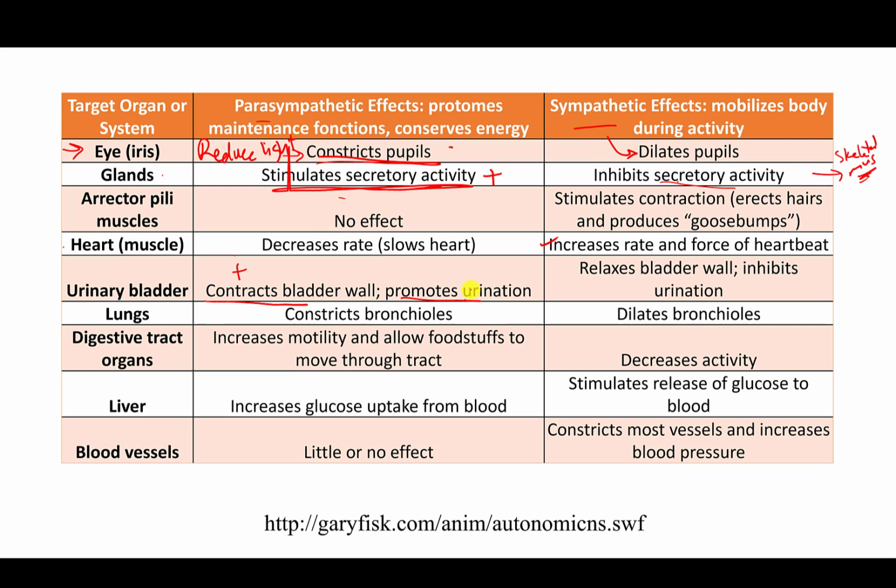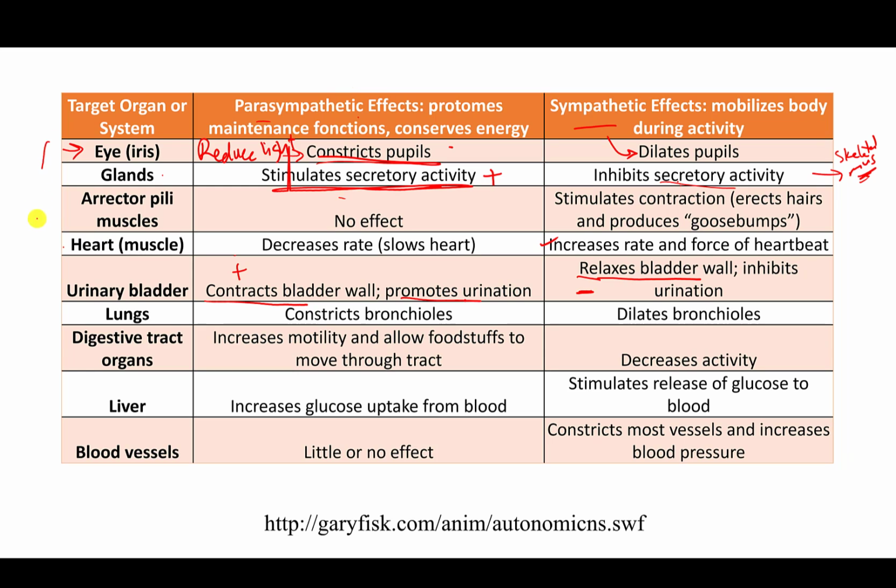Whereas if you are going to fight, you don't need to urinate, right? There is no time for that. So your bladder would relax. This is an inhibitory effect. So you see, that is what I was talking about. Parasympathetic does not always mean it's inhibitory. No, it depends on the organ.